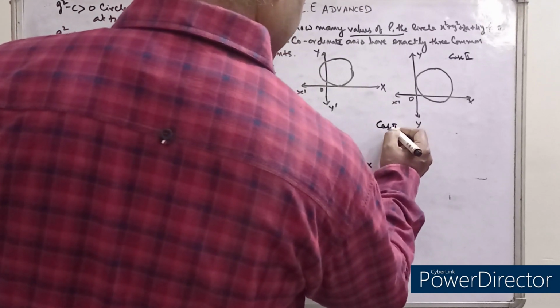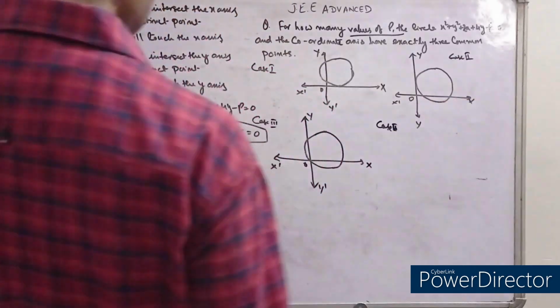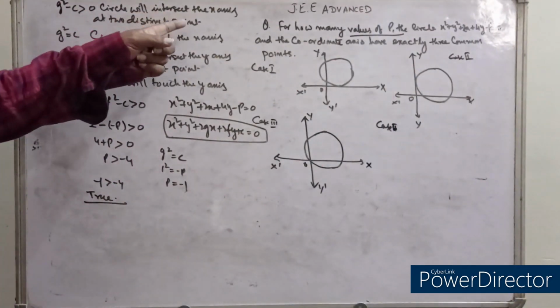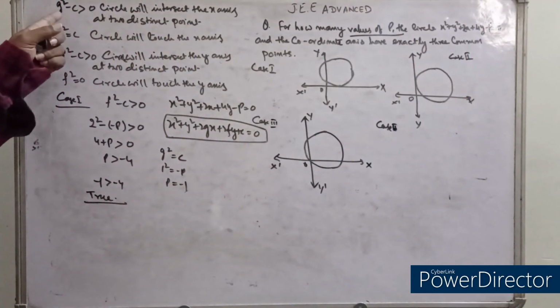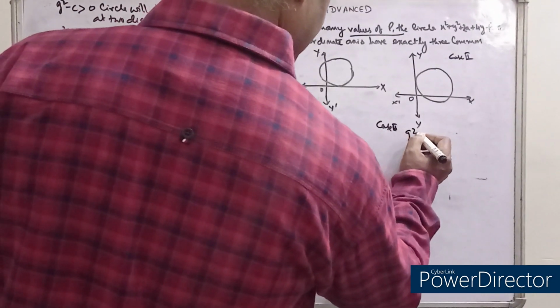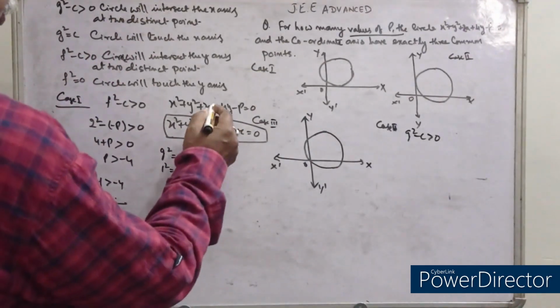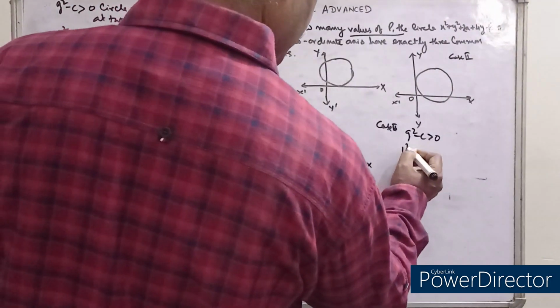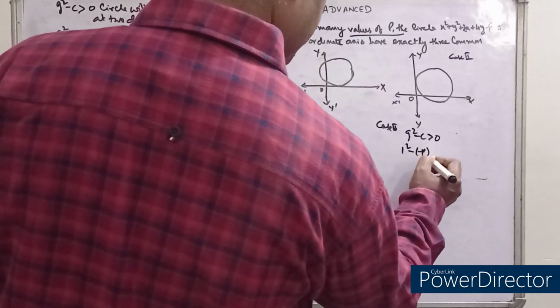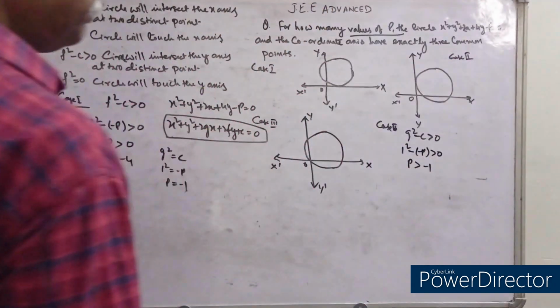In case 2, it intersects the x-axis at two distinct points, so your g square minus c is greater than 0. So here your condition is g square minus c is greater than 0. What is your g? Your g is 1. So 1 square minus p is greater than 0. So p is greater than minus 1.